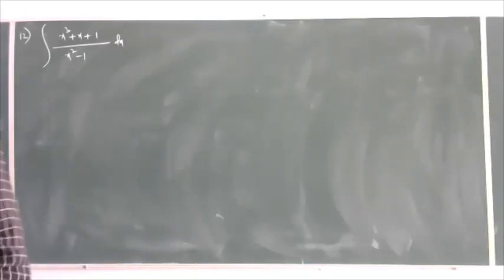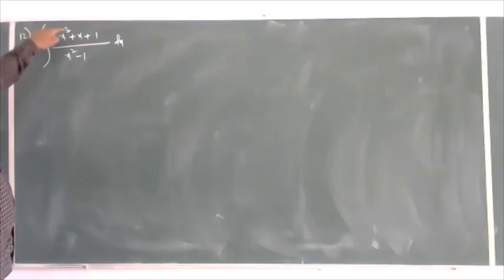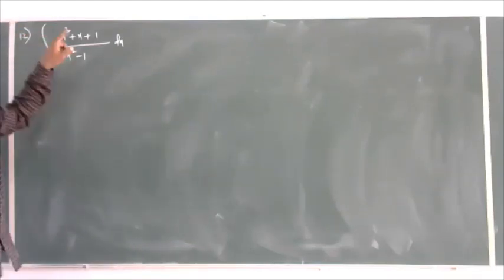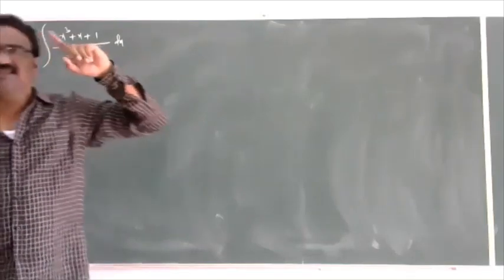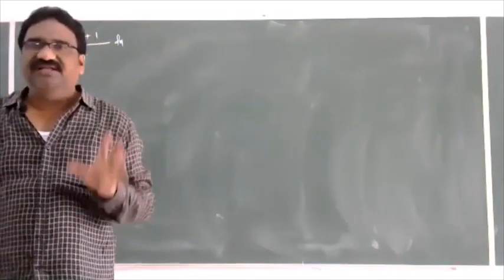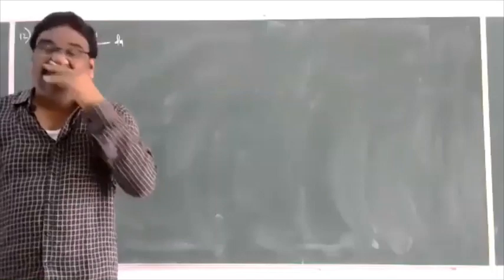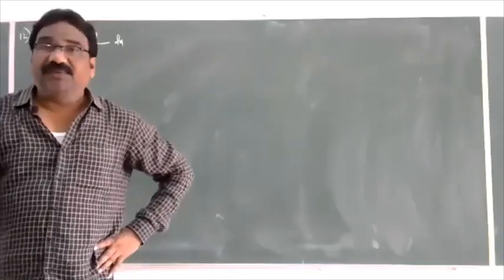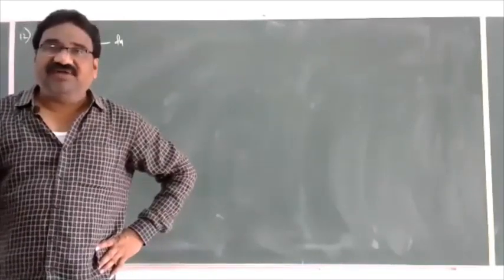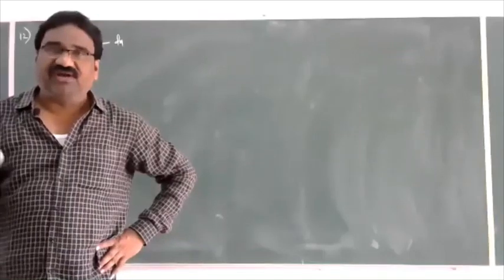In this problem, the given fraction is an improper fraction. Why? Numerator degree is 3, denominator degree is 2. That is, numerator degree is greater than denominator degree, then it is called an improper fraction. So, if an improper fraction is given, first divide the numerator with the help of the denominator.